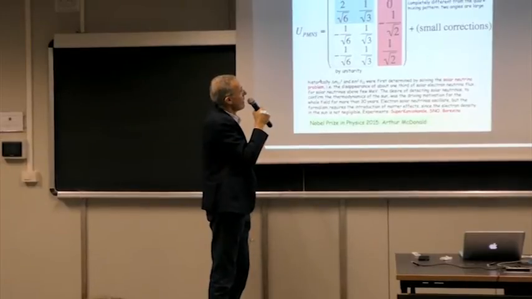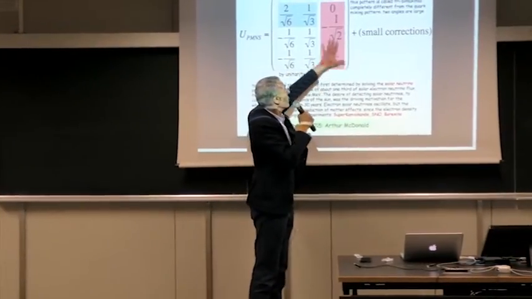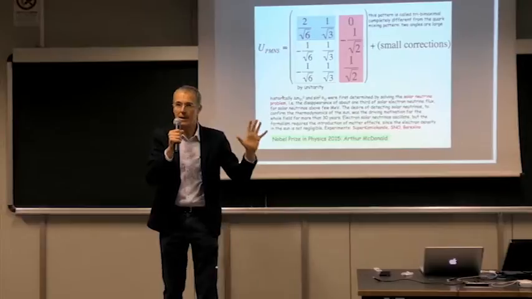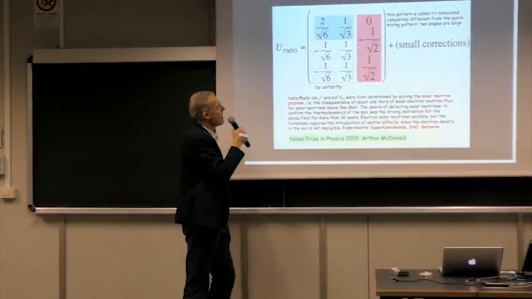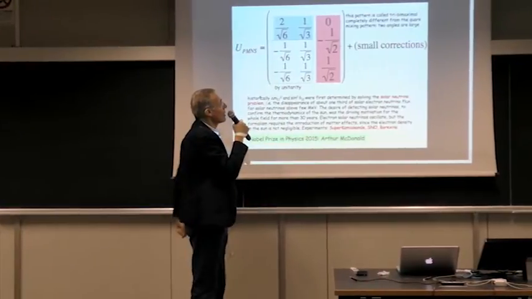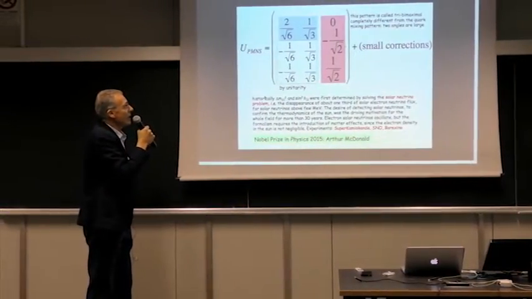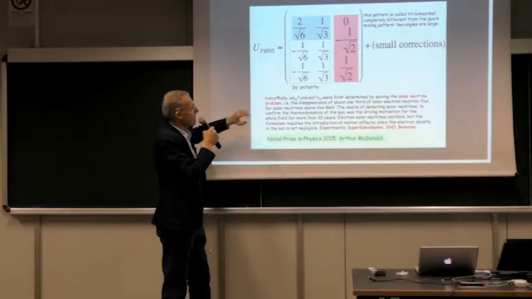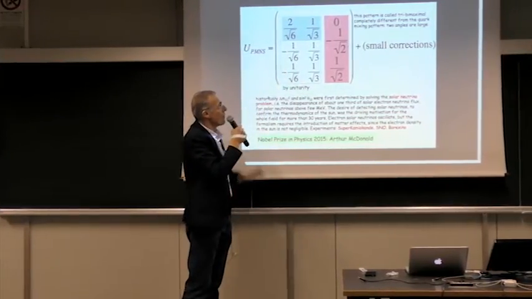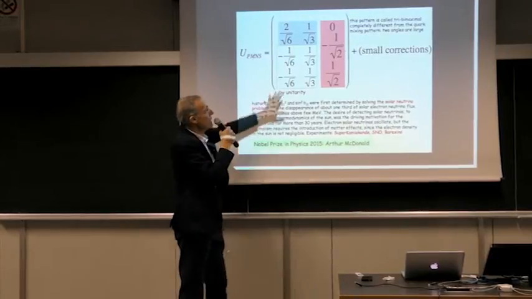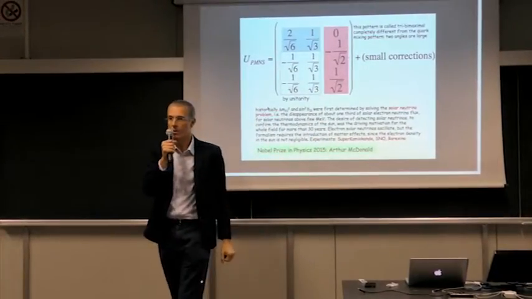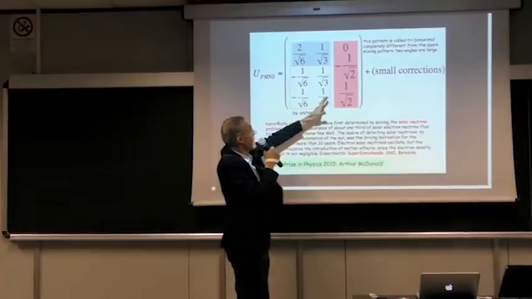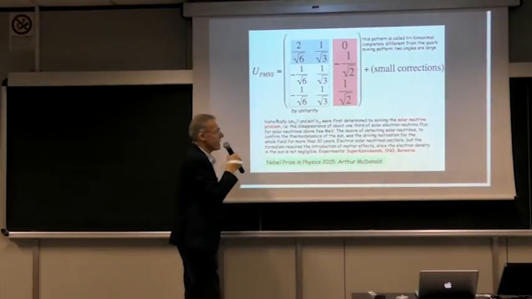Okay. There are, of course, corrections to this, because here I'm simply putting some numbers to guide you about the pattern of the mixing. However, this specific pattern is called tri-bimaximal, and it has played a certain role also in model building to try to understand why leptons have a mixing matrix close to this form. And as you see, it is completely different from the pattern that we have in the quark sector. In the quark sector, we have a nearly diagonal matrix. Here we have two large mixing angles and one small mixing angle.